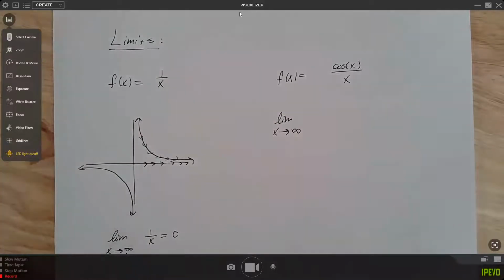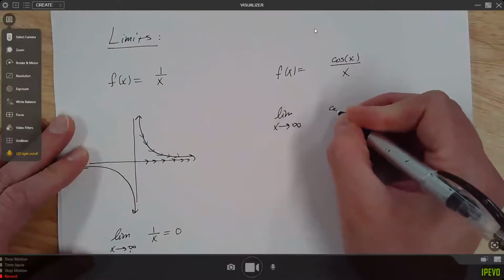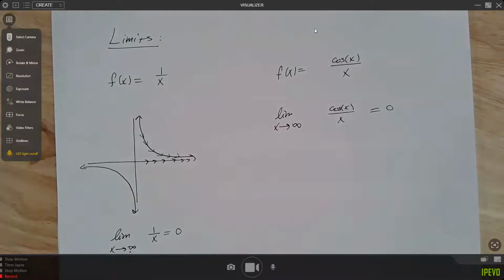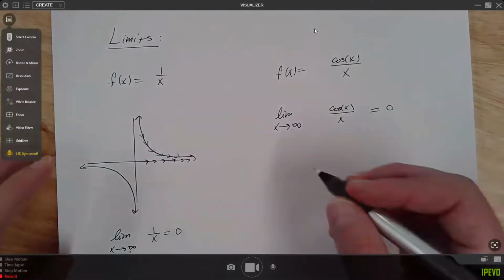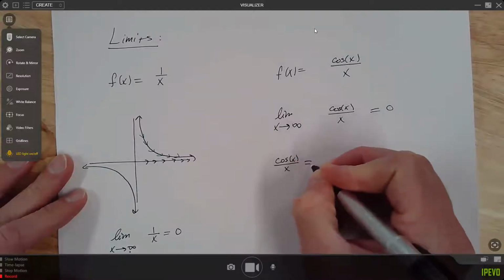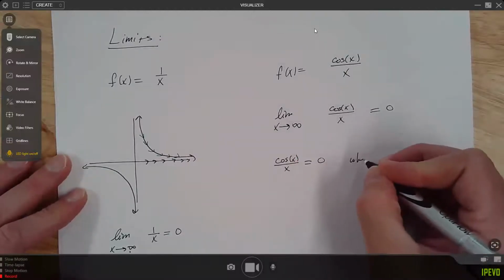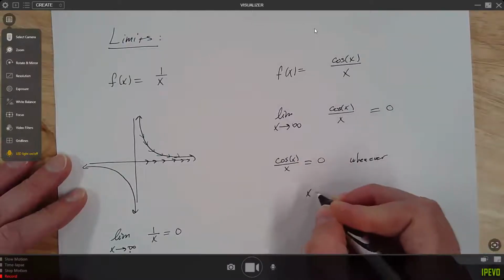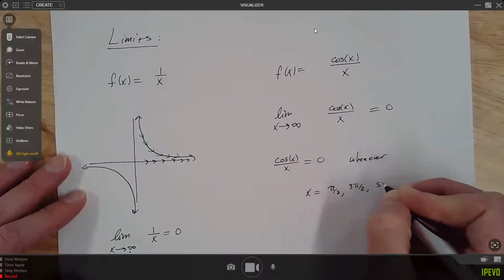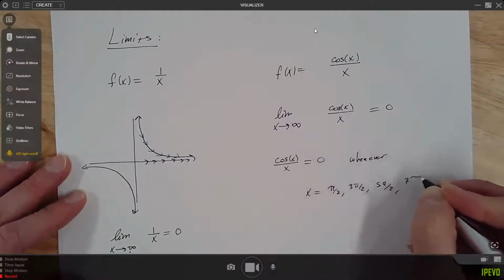So let me put this down for a second. The limit as x goes to infinity of cosine x over x is equal to 0. There are actually 2 things I want to point out about this. Thing 1, the expression itself, not the limit. This does equal 0 whenever x is equal to pi over 2, or 3 pi over 2, or 5 pi over 2, or any odd multiple of pi over 2.